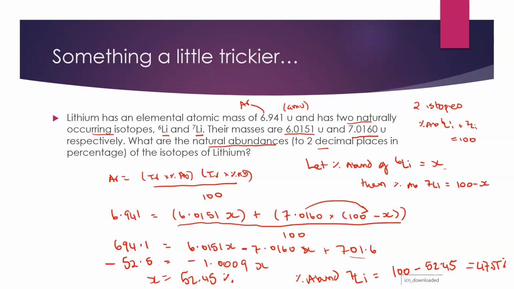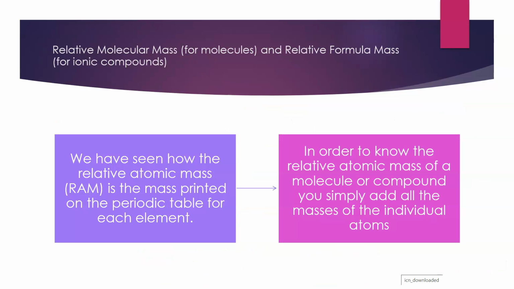So if we're given the relative atomic mass and the mass of two isotopes, we need to use algebra in order to determine the percentage abundance depending on how many isotopes there are. So once we have that, you'll notice that the relative atomic masses that we've been calculating are very similar to the ones that we see on the periodic table. Essentially, the masses that are printed on your periodic table are the relative atomic mass for each element.